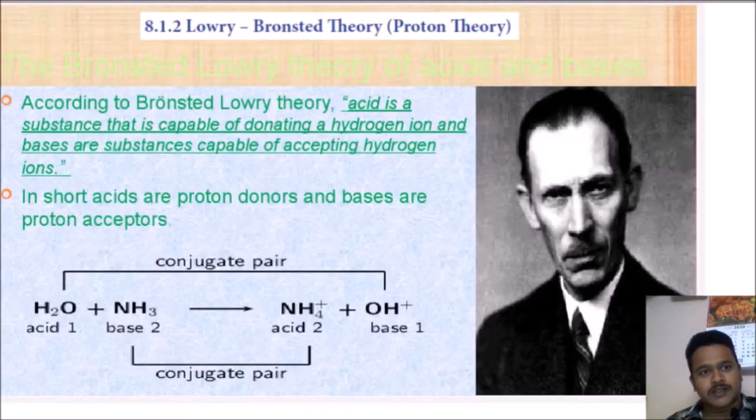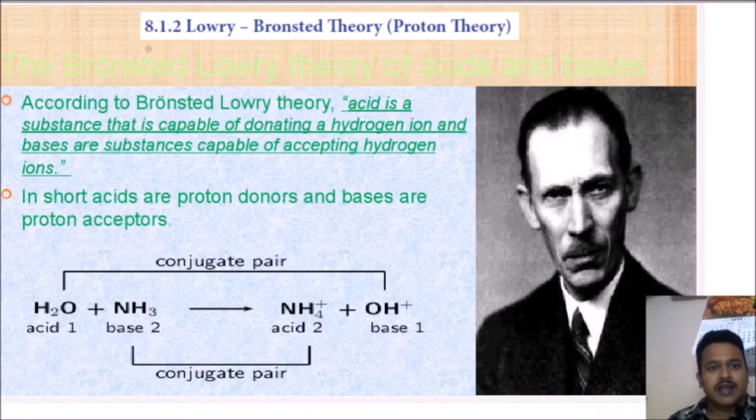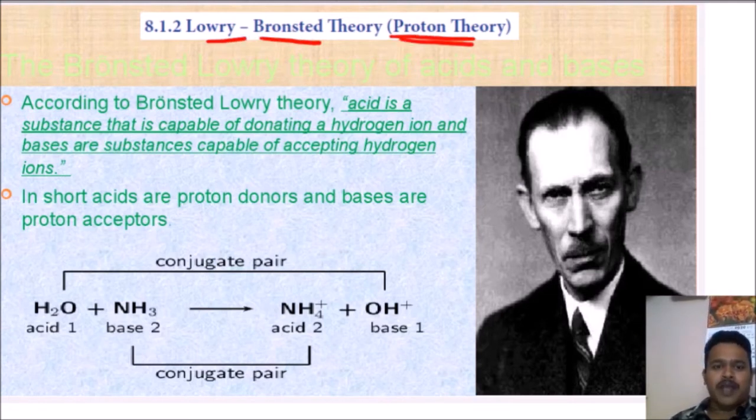Okay, next theory. This is the Bronsted-Lowry theory. The Bronsted-Lowry acid-base theory is otherwise also called the proton theory. According to this theory, an acid is a substance that is capable of donating a hydrogen ion, and bases are substances capable of accepting a hydrogen ion. Simply and very shortly, we are going to discuss this Bronsted-Lowry acid-base theory.